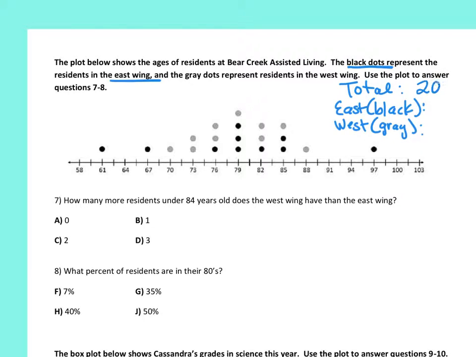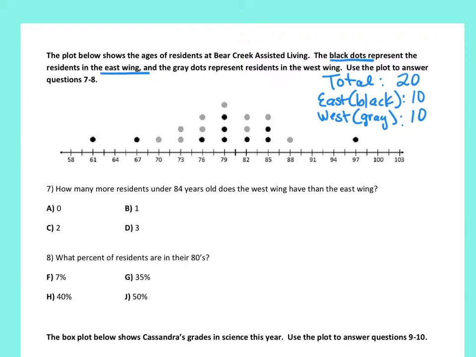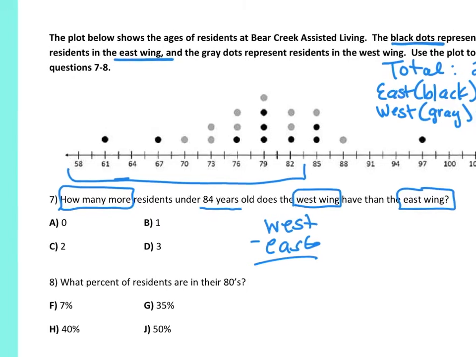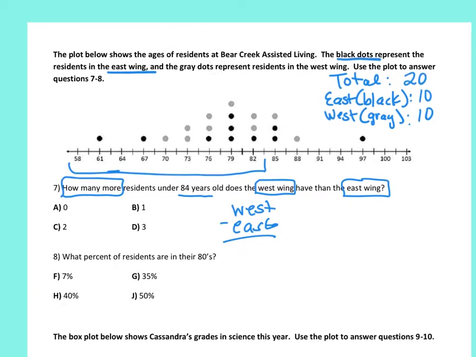So we've got 20 total. How many are in the East Wing? How many black dots are there? Okay, so there's 10, so that means in the West Wing there's also 10. So we're going to subtract: how many more residents under 84 years old, so from here down, how many more residents under 84 years old does the West Wing have than the East Wing? So West minus East. So just in that little fragment from 85 below, it's 0. 84 below.